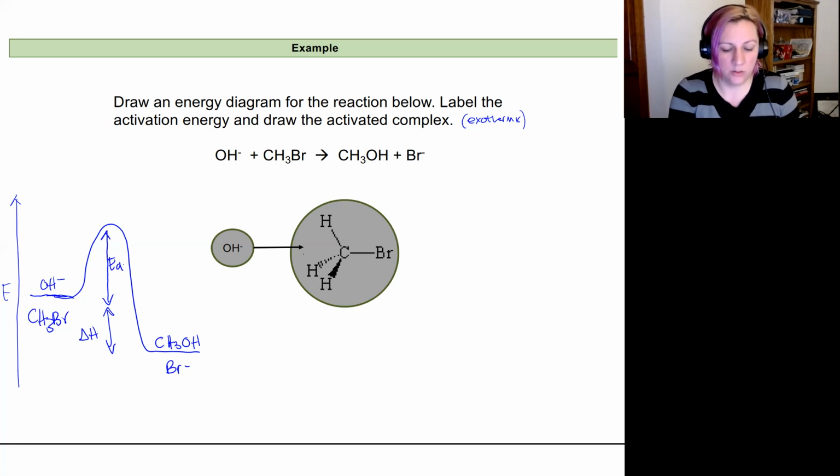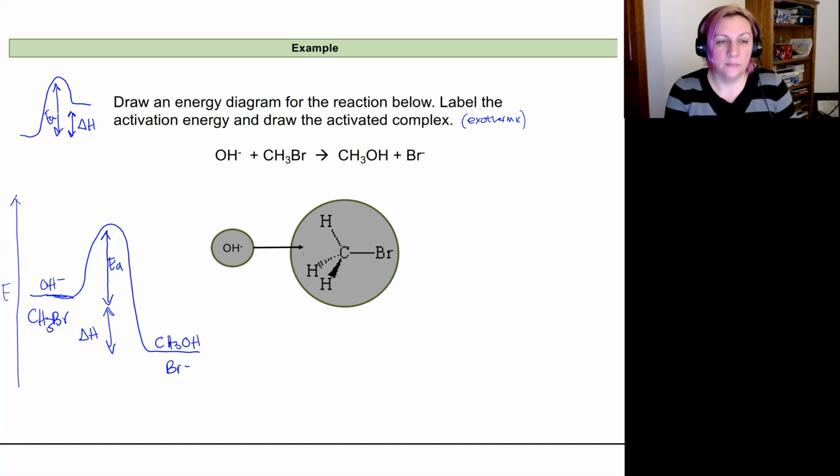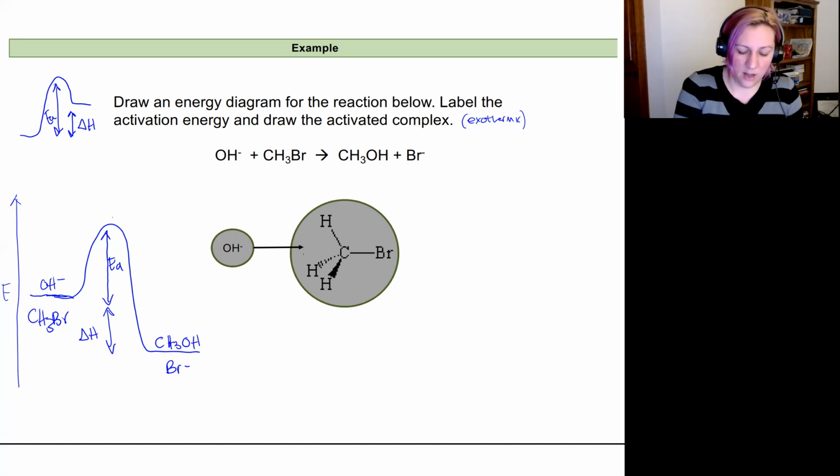If this was an endothermic reaction, the shape of my diagram would look like this, and I would have a positive enthalpy and an activation energy that overlapped it like this. And so what about this activated complex, this transition state right here?